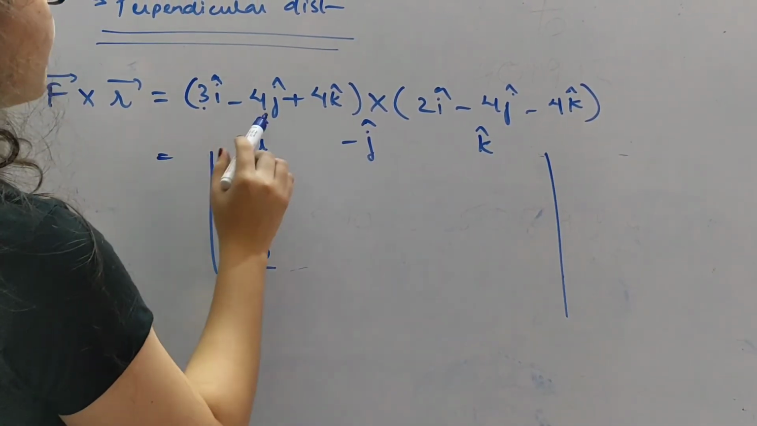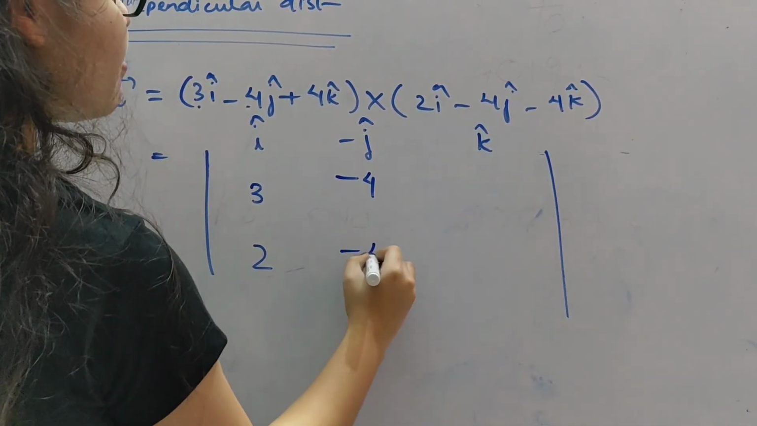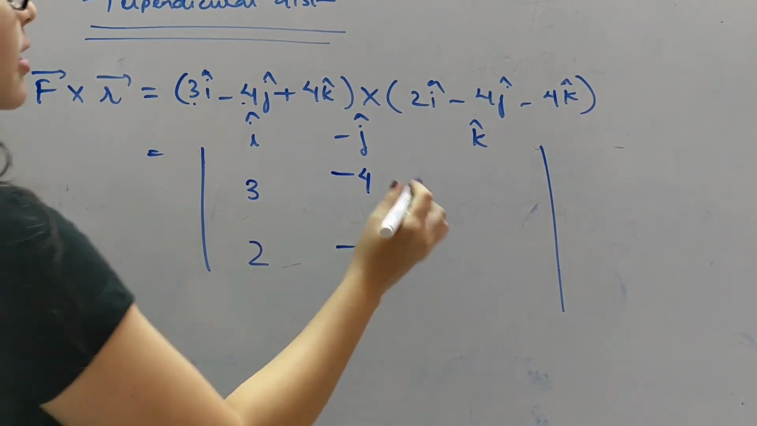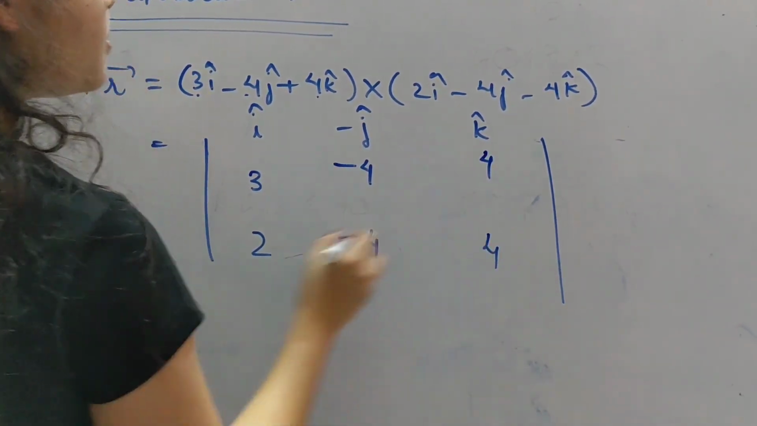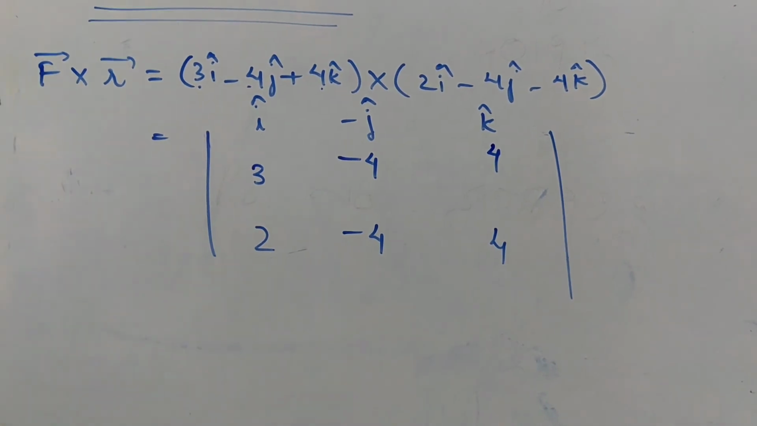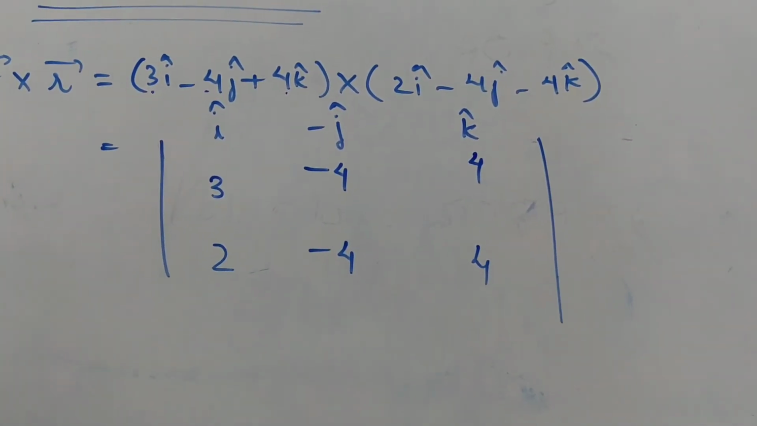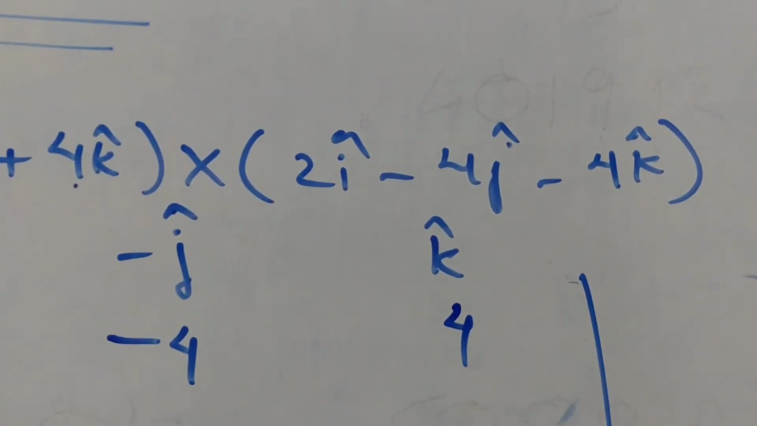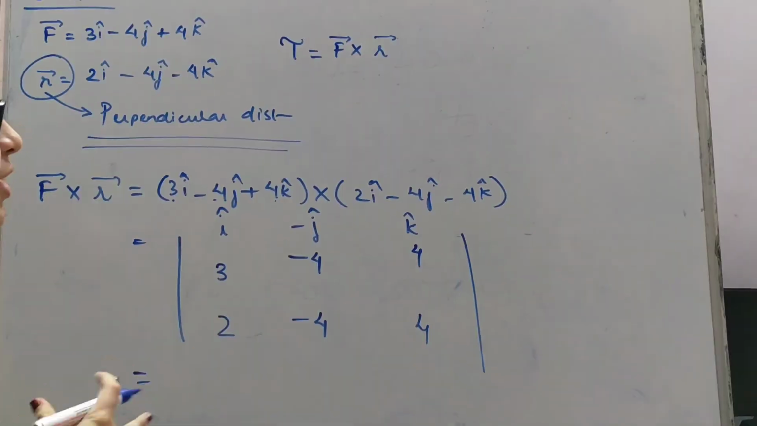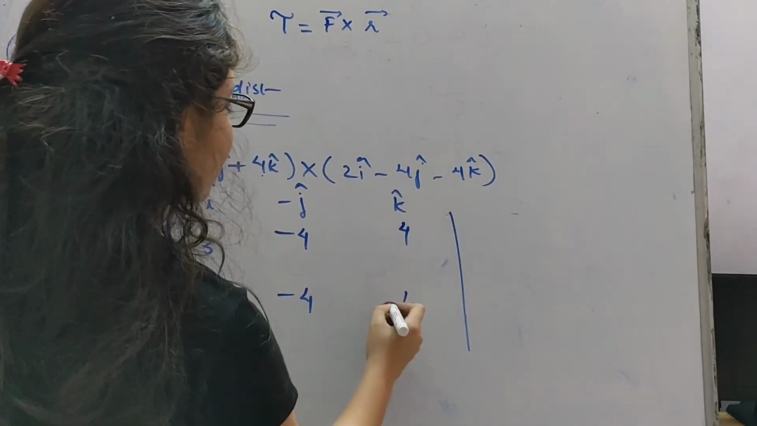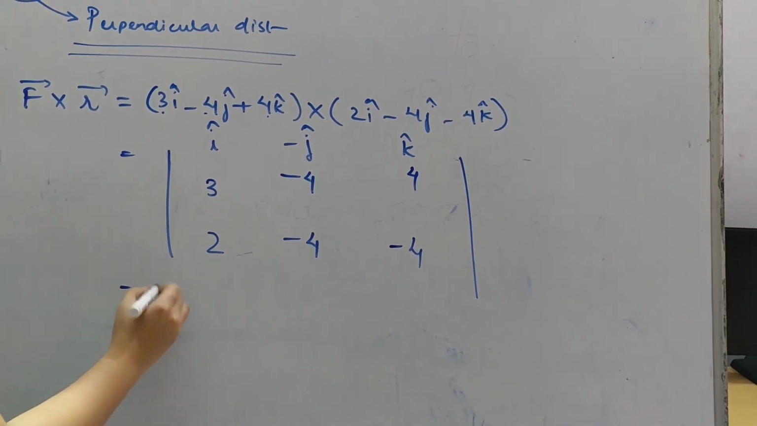Then j cap components are minus 4 and again minus 4. Okay. K cap components are plus 4 and plus 4. Carefully observe. Whatever is here, I have just written it in this form as per the formula. Now once you've noted that down, sorry, there's a mistake here. This is minus 4k cap, so minus 4. Now let us use the formula and solve.